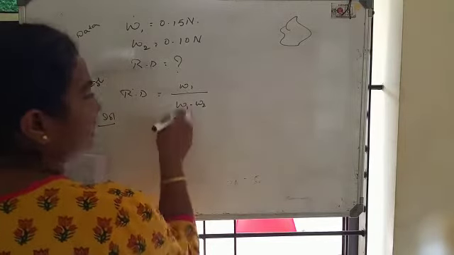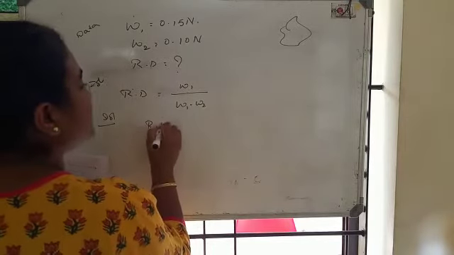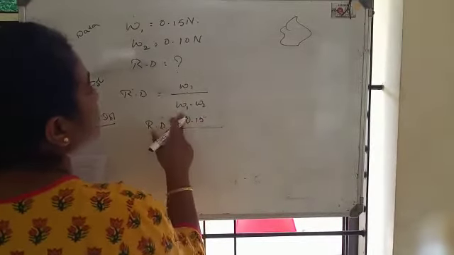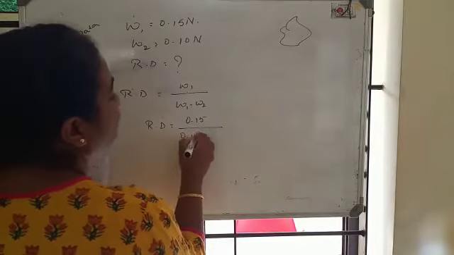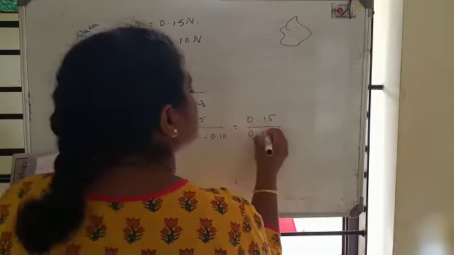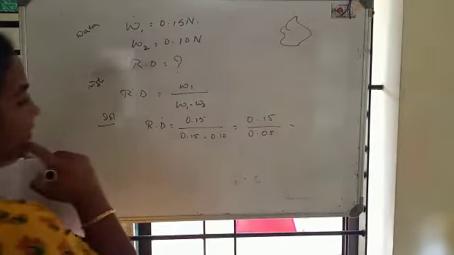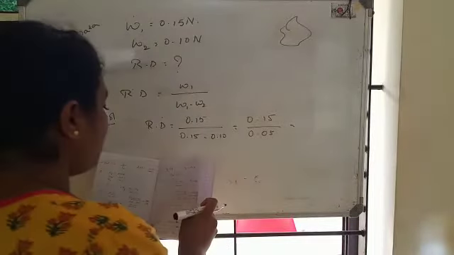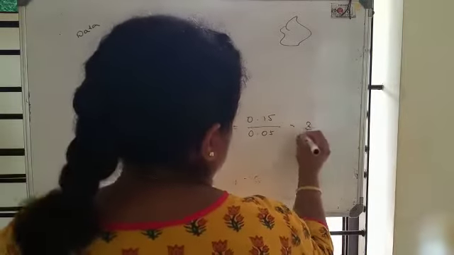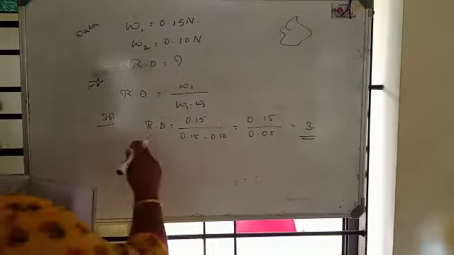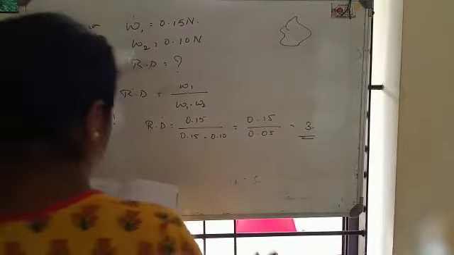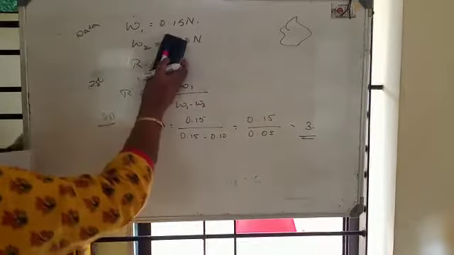By directly applying the formula here, relative density is equal to W1 value, that is 0.15, divided by W1 minus W2, that is 0.15 minus 0.10, which equals 0.15 divided by 0.05. If you subtract, you will get this much. Then what will be the value? The value is 3. So the relative density is 3. Okay, this is the answer, the relative density of the solid. Next, let us go for the 10th question now.